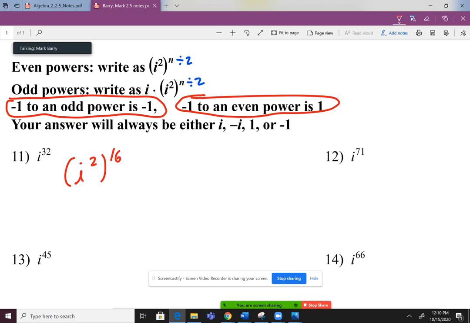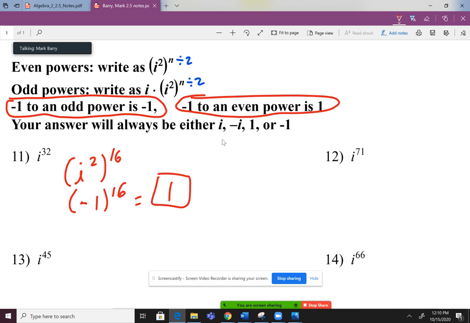All right, what's I squared? Well, we said that I squared is negative 1, correct? So I'm going to change that into negative 1 to the 16th power. Well, what is negative 1 to the 16th power? We have to go back to that fact I circled right up there. Positive 1. Negative 1 to any even power is going to be positive 1. I said that our answers for these are always going to be one of these four things: I, negative I, 1, or negative 1. Did we get one of those four answers? Yes. Does this make it easy to make multiple choice questions on these because there's 4 possible answers? Yes, it does.